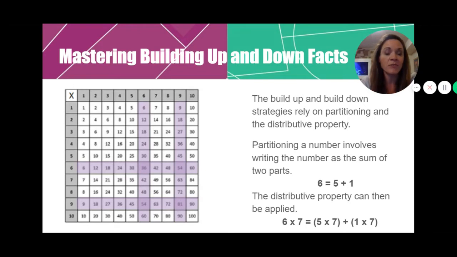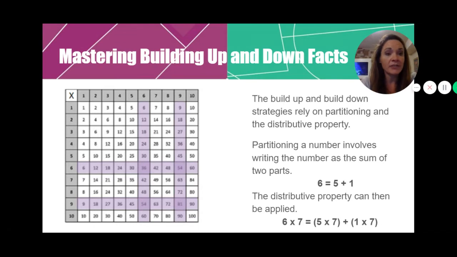Partitioning a number involves writing the number as the sum of two parts. For instance, 6 equals 5 plus 1, or 9 equals 10 minus 1. The distributive property can then be applied. If I didn't know 6 times 7, but I know my 5s and 1s facts really well, I can figure out 6 times 7. I'm going to first think 5 times 7, which I know is 35, and then I'm going to add one more group of 7. 35 plus 7 equals 42.